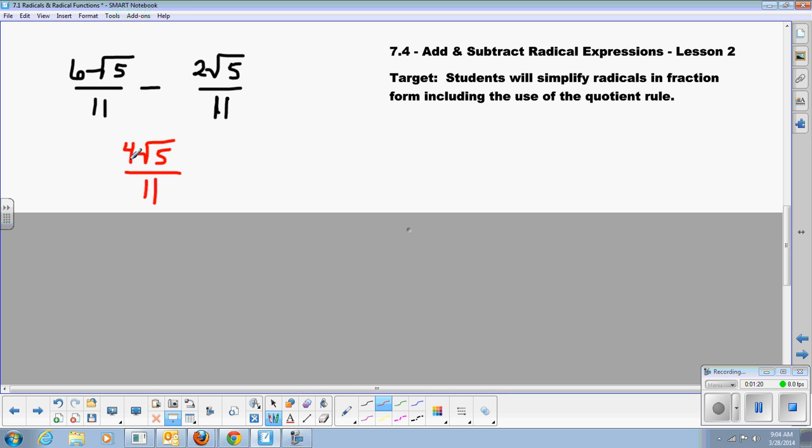Always check at this point to see, like here between the 4 and the 11, are there any common factors that I can simplify there to simplify that part of the fraction. In this case, there's not. 4 has the factors of 1, 2, and 4. Well, 11 is a prime number. It only has the factors of 1 and 11. So the only common factor between those two is 1. That means this answer is now simplified.